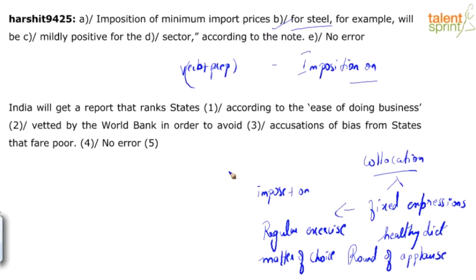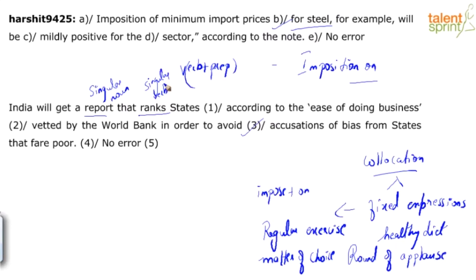Okay, the next question, where are you guys? I already have had somebody saying part 3. Somebody said part 3 has an error. There's a very obvious error in this question. I'm surprised that nobody is able to identify that quickly. India will get a report that ranks states according, so the report is the singular noun here. The report ranks, singular verb, correct. Subject verb agreement is correct. Ranks will not change to rank.